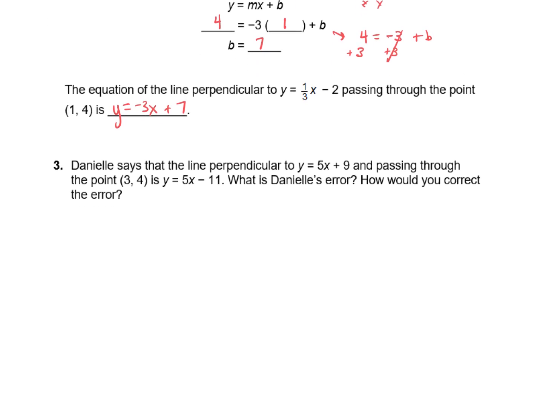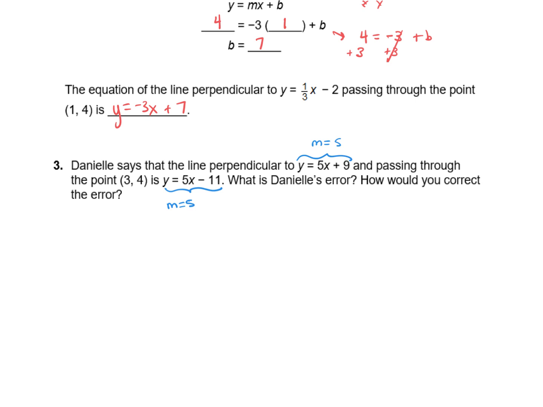All right, Danielle says that the line perpendicular to y equals 5x plus 9 and passing through the point (3, 4) is y equals 5x minus 11. What is Danielle's error? How would you correct the error? So first thing I want to look at is the slope. The slope of the line they gave us is 5, and Danielle's slope of the line she wrote is 5.